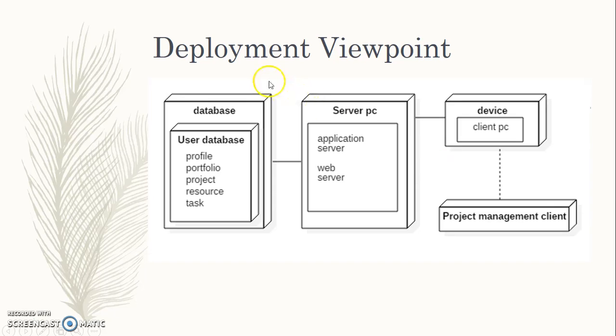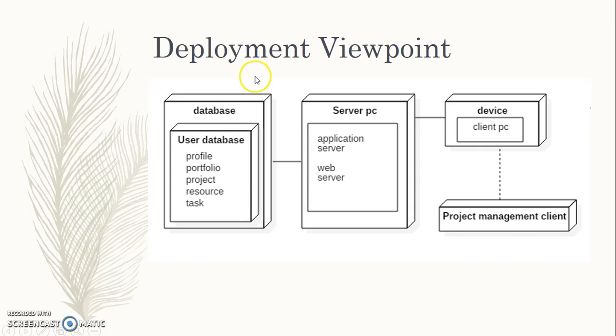The next is deployment viewpoint. Deployment viewpoint is shown in the deployment diagram. A deployment diagram is a structure diagram which shows the architecture of the system as deployment, distribution of software artifacts to deployment targets. Artifacts represent concrete elements in the physical world that are the result of a development process.